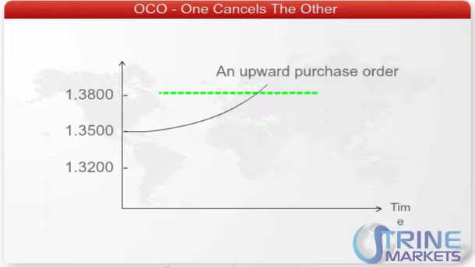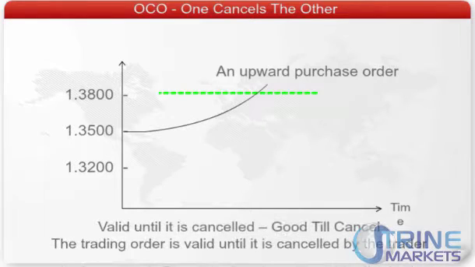The two orders are valid until they're cancelled in one of the following scenarios. Good till cancel. The trade order is valid until it's cancelled by the trader, who executes the cancellation through an order on an internet trading program or through a telephone conversation with the broker.